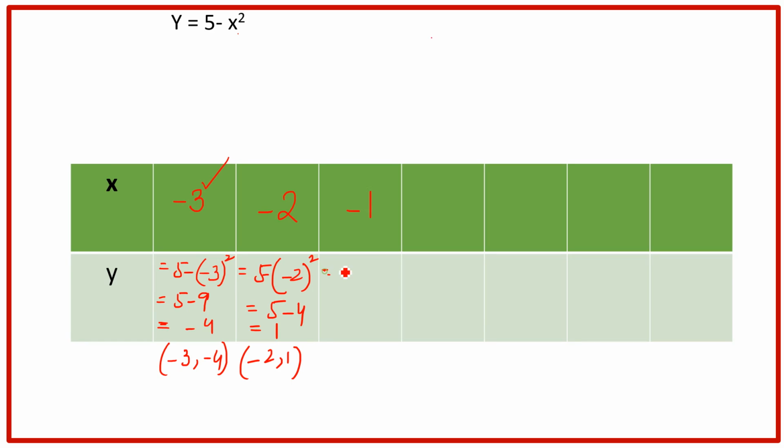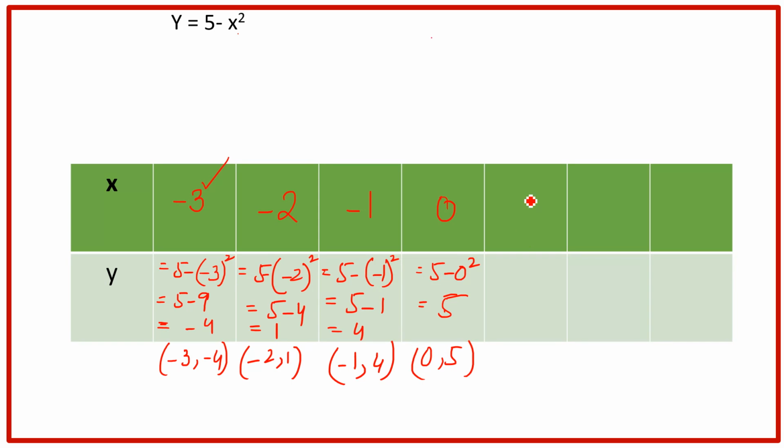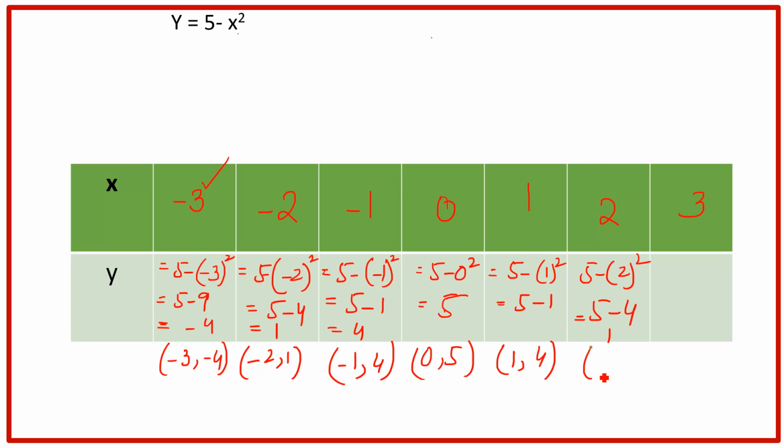Now we will put x equals minus 1 in the curve formula. So we get 5 minus 1, which is equal to 4. So x is minus 1, then y is 4. If x is 0, 5 minus 0 is equal to 5. So it is 0 and 5. Now if x is positive 1, it is 5 minus 1, equal to 4, so 1 and 4. Similarly, when you put 2 here, it is 5 minus 4, which is equal to 1. So 2 and 1. And for 3 it is 5 minus 9, so 3 and minus 4. So these are the coordinates.